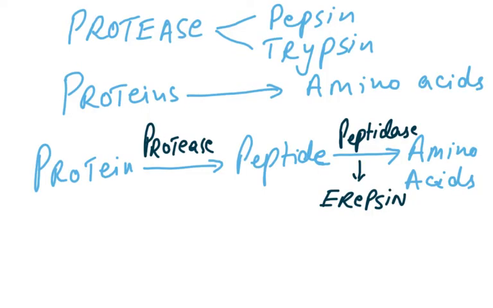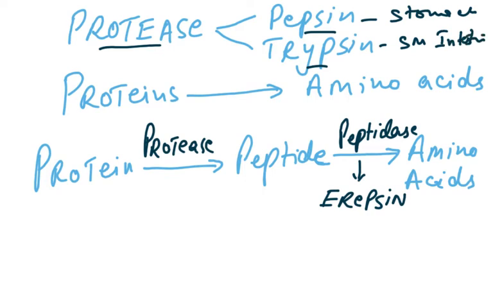We come to the function of proteases. The 2 proteases mentioned in your syllabus are pepsin and trypsin. Pepsin is found in the stomach. Trypsin is produced by the pancreas and is found in the small intestine. So this is what we need to understand is present in the small intestine. The proteins will be converted to amino acids by pepsin and trypsin. Both of them are proteases.